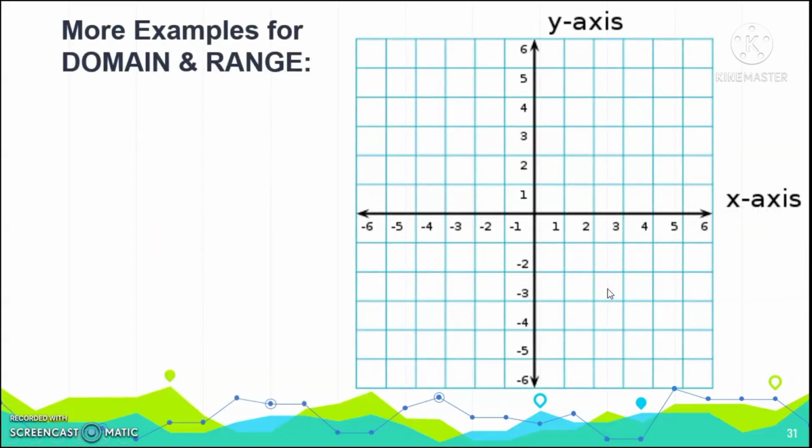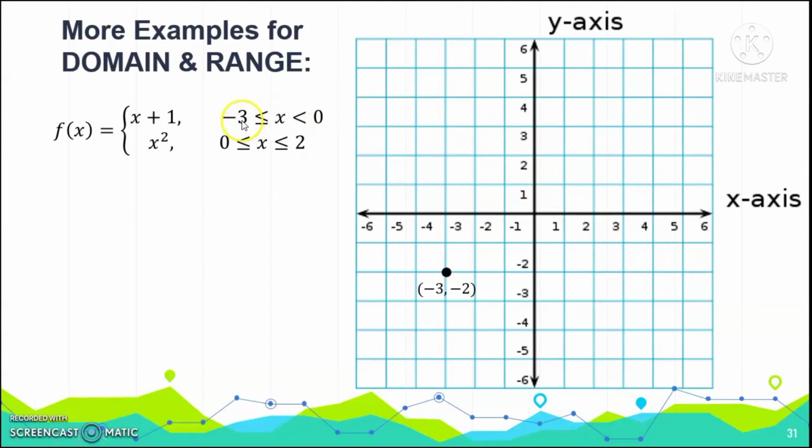Let's provide more examples for domain and range. If f of x is equal to x plus 1 for x is greater than or equal to negative 3 but less than 0, and if f of x is equal to x squared, if x is greater than or equal to 0 but less than or equal to 2, we have to plot this one.